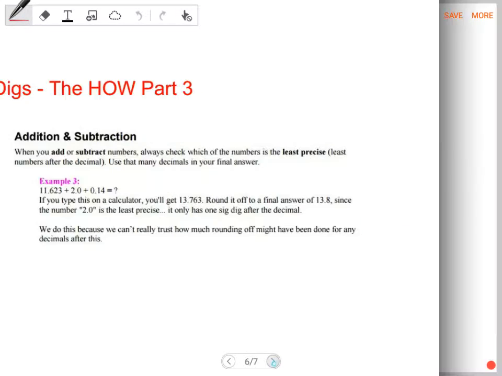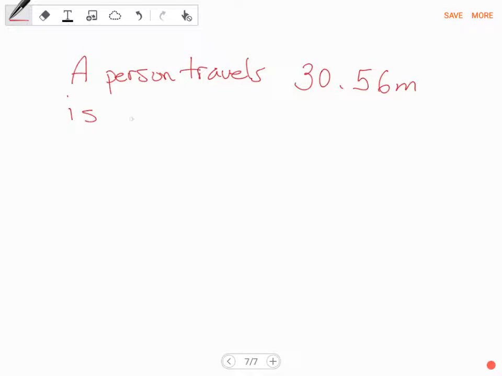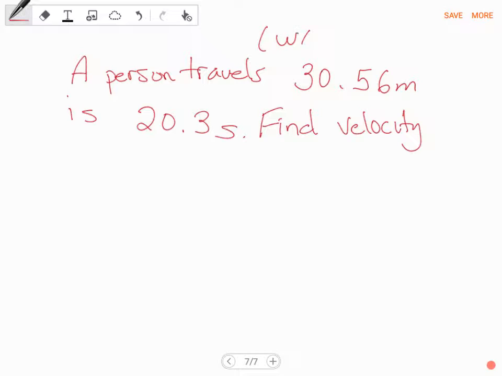Now, I want to talk about how this actually will apply to your course. So let's just pretend you're given a question, and let's just say it says something like: a person travels 30.56 meters in 20.3 seconds. Find velocity or speed. And I'm going to put here a direction. You'll talk about this later.